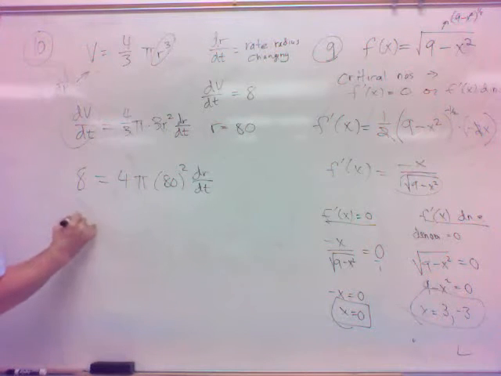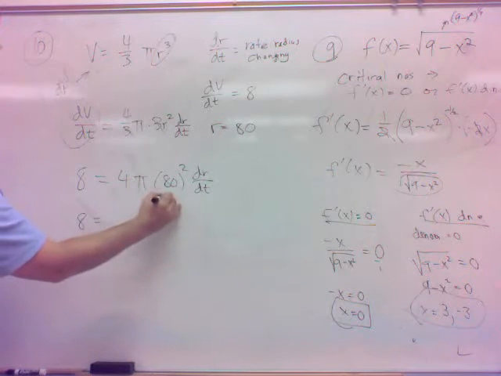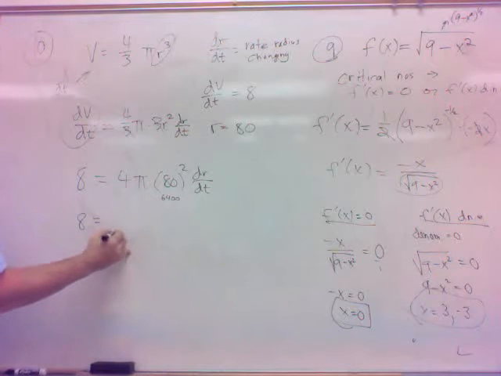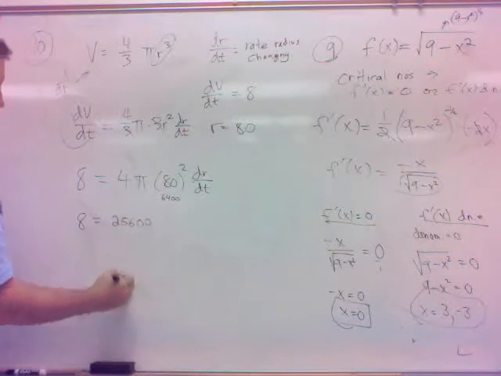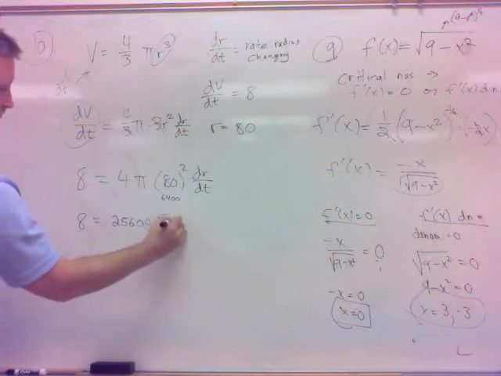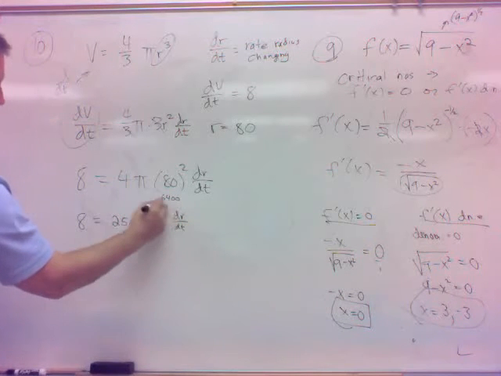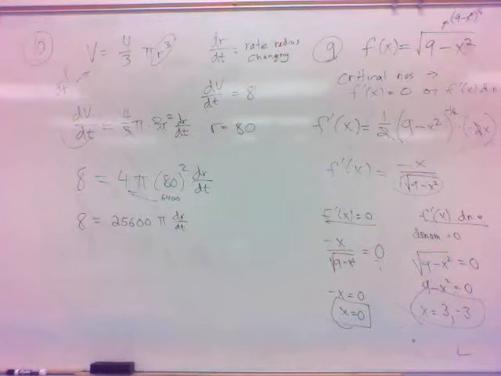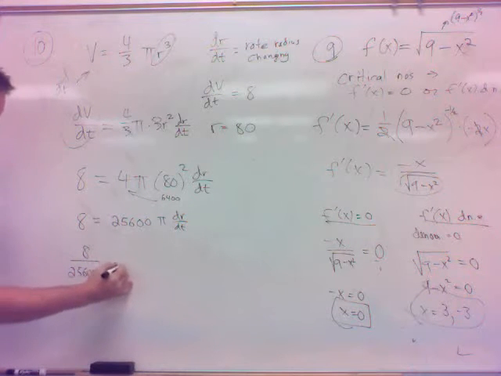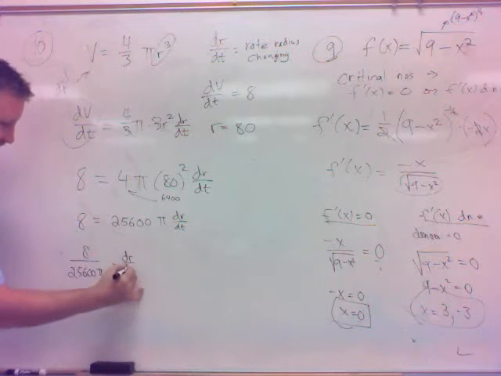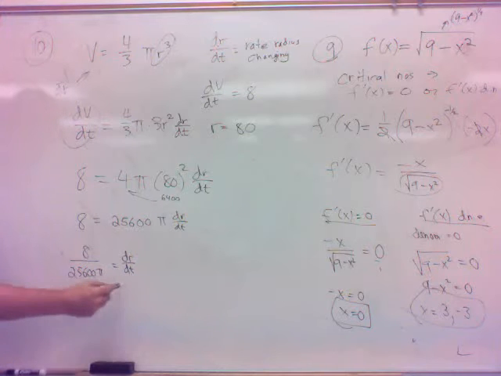So it looks like 8 equals, that'd be 6,400 times 4, was it 25,600? Multiply those two. Is that right? Okay. So it looks like 8 divided by 25,600 pi is dr/dt. Not much of an increase going on there, is it? Slowly but surely.